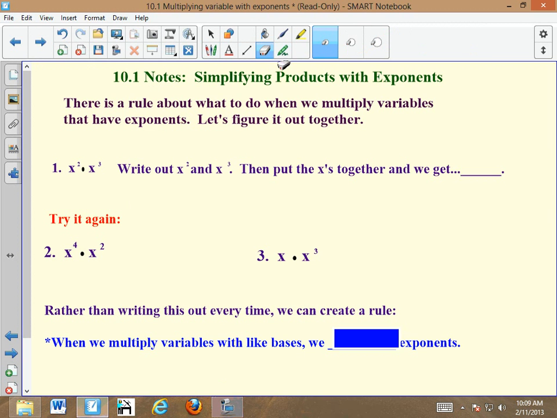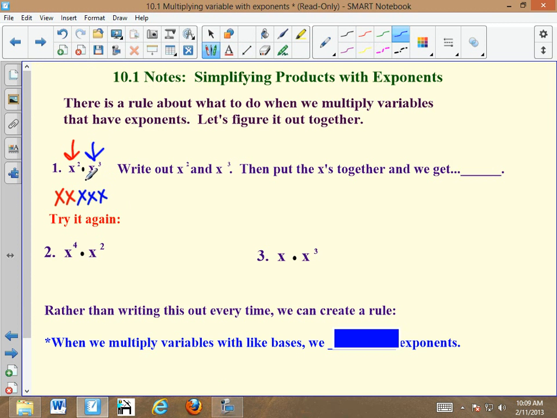Okay, now that we had that figured out, how many x's do I have right here? I have 2 x's. That's where the little 2 comes from. That tells me I have 2 x's. And how many x's do I have right here? Now, this is multiplication. I'm multiplying 2 x's times 3 x's. So how many x's do I have? 5. Very good. I have 5 x's. I can count them. 1, 2, 3, 4, 5.